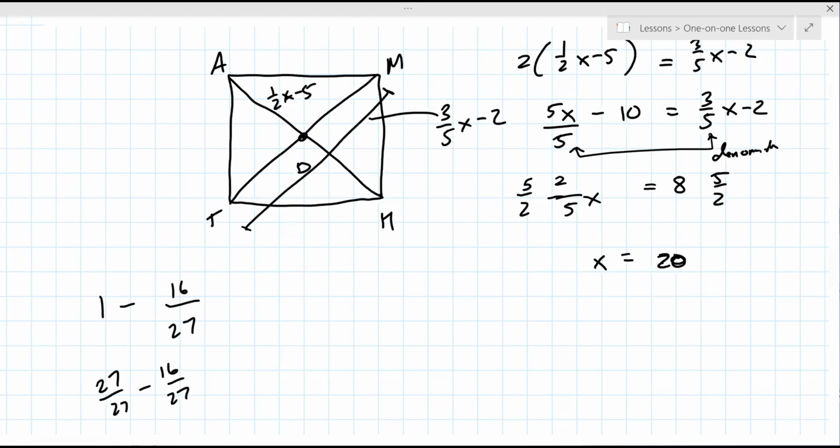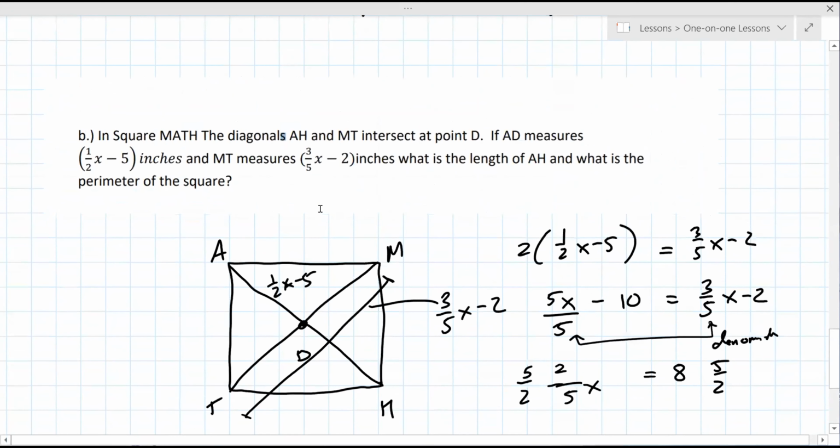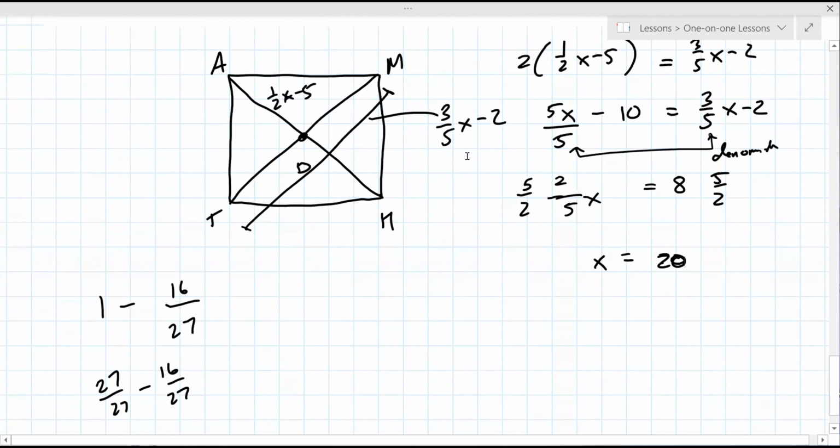We get x equals 20. Okay, that's what you got as well. All right. It asked for the perimeter of the square. It actually asked for way more. So AH is the same as MT, so you can just do the 3/5. So AH equals 3/5 times 20 minus 2. That ends up being 10.